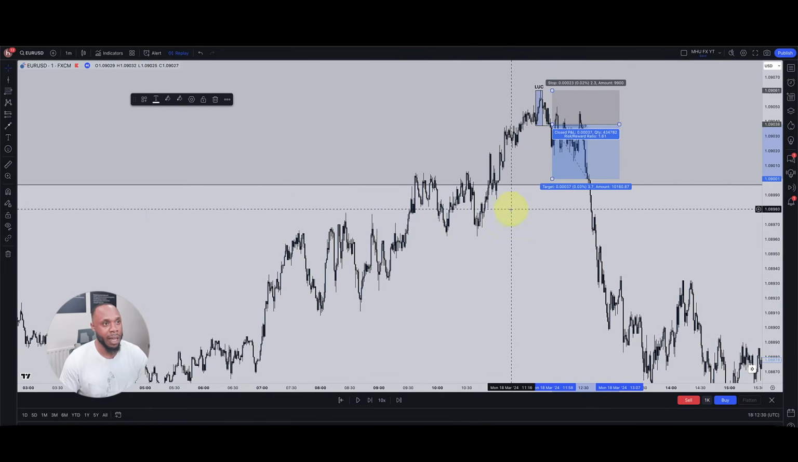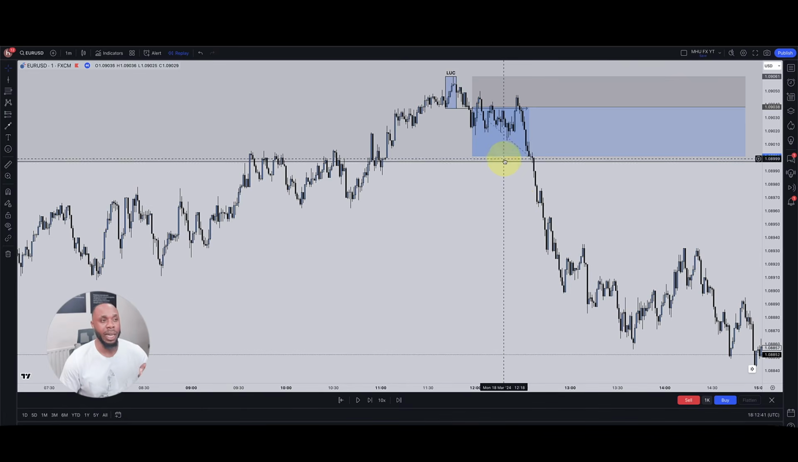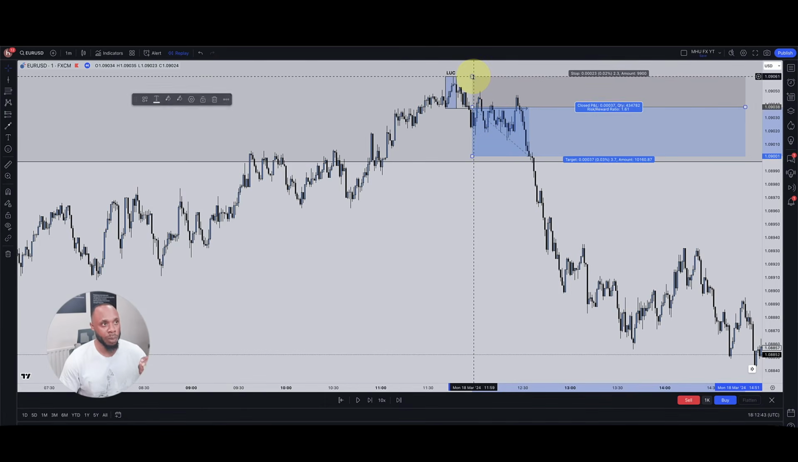2.3 pips for that high. And don't forget, guys, it's not always going to be like that. It's not always going to be a 2.3 pip stop. It could be a 5 pip stop loss. You could have it above this high. Because the stop loss is so small, you can even have a 5 pip stop loss and still be Gucci.